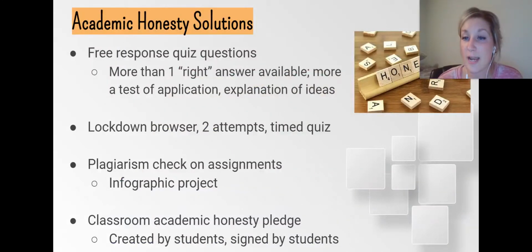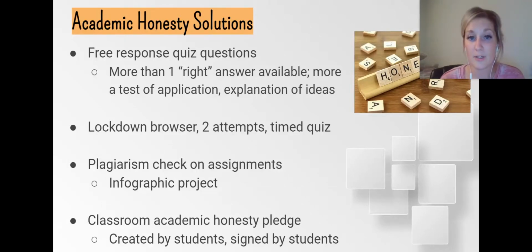There's ways to deter academic dishonesty several times in this course that are built into the assignments. First of all, the free response quiz questions don't lend themselves to just looking up an answer. They require the students to apply information and to construct and use their own evidence. There's more than one correct answer here, so ideally it's framed to where students won't see the need to cheat on that, and they won't easily be able to.